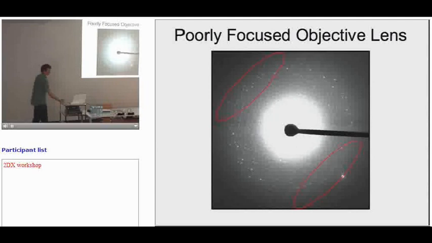If you have a poorly focused objective lens, you'll get another type of error where you'll get sharp, strong spots on one side, but on the other side, the spots are very weak and somewhat diffuse. This is caused when you have your objective lens off by 100 microns or something. Normally this wouldn't happen, but if you're looking at your diffraction patterns and you're taking them, and you can't quite figure out why they look so weird, one of the reasons may be that your objective lens is way off.